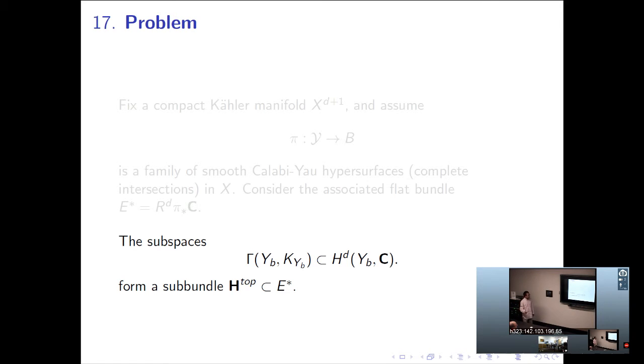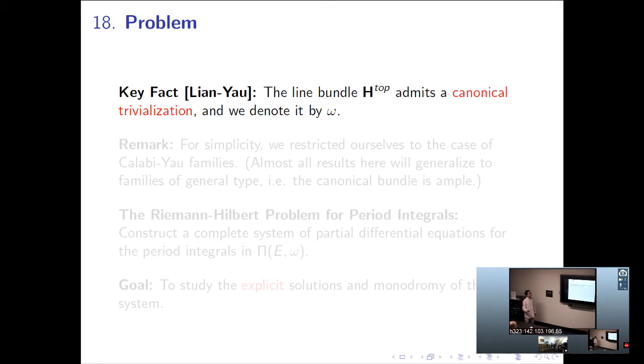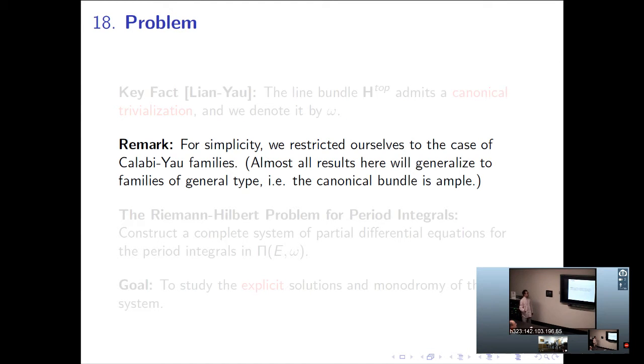Then because Y sub P is now Calabi-Yau, the line of Calabi-Yau forms will form a sub-line bundle of E star, which I denote by H top here. And so a fact due to Yau and collaborators says that this sub-line bundle admits a canonical trivialization, which I denote by omega. So a remark is that although we restrict to the case of Calabi-Yau, almost all results here generalize to general type.